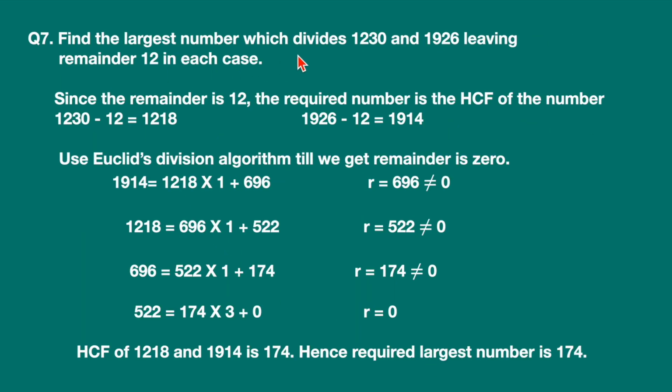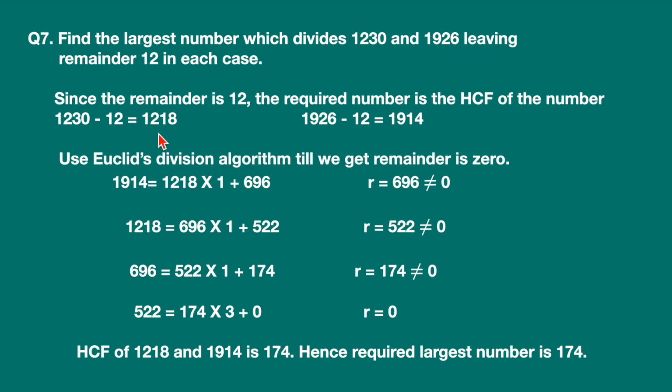Find the largest number which divides 1230 and 1926, leaving a remainder of 12 in each case. Since it leaves a remainder, we should subtract this remainder. So these are the 2 numbers. Now we have to find the HCF of these 2 numbers.